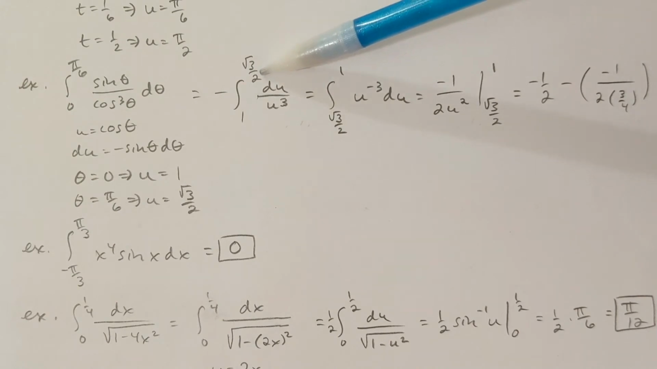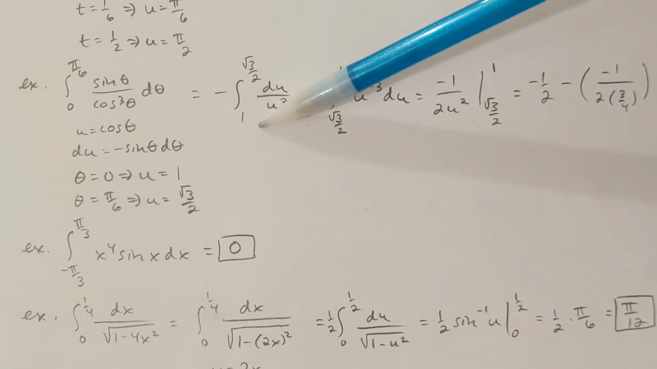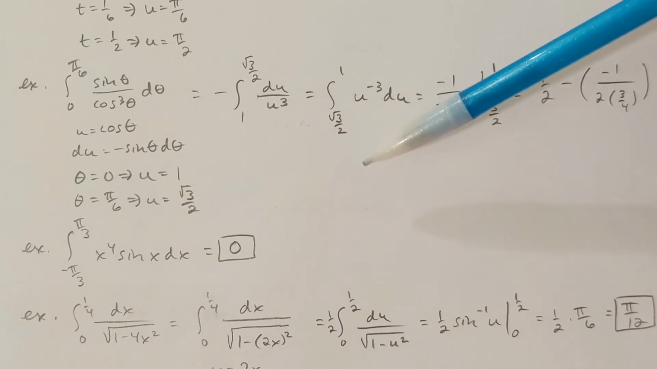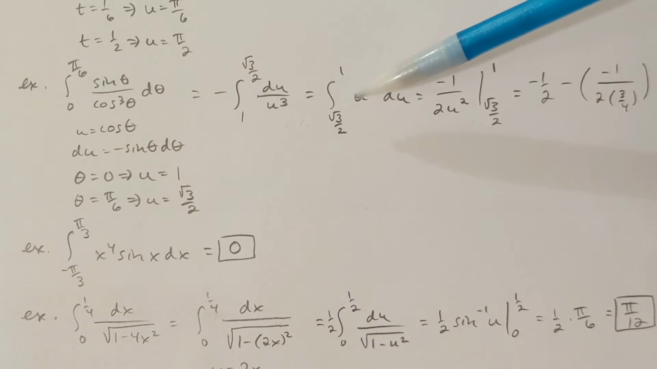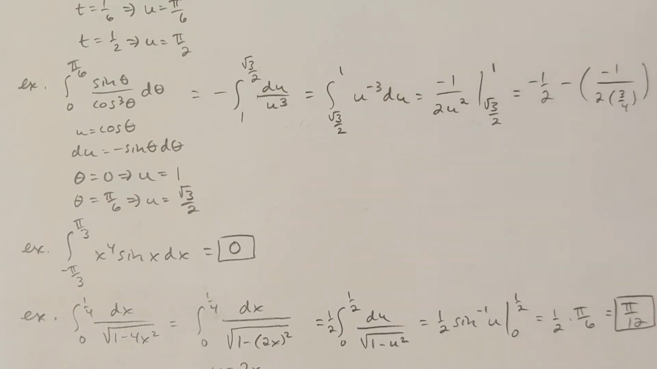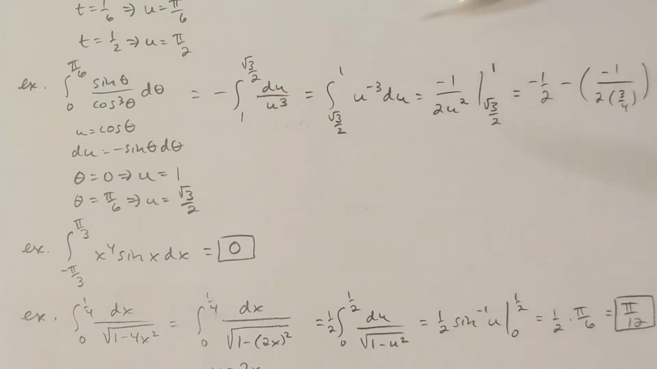Now root 3 over 2 is smaller than 1. So I'll need to change the bounds. I'll need to switch them. Throw a negative in front, and that will get rid of the negative that's already there. And so now this looks good. I'm going from root 3 over 2 to 1, and I'm integrating 1 over u cubed, which would be the same as u to the negative third.